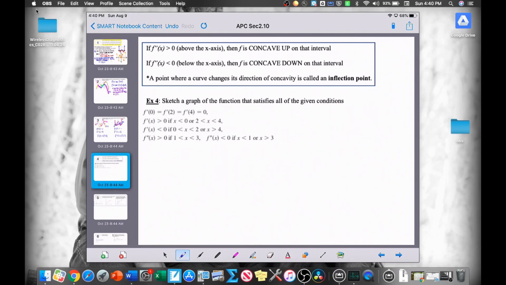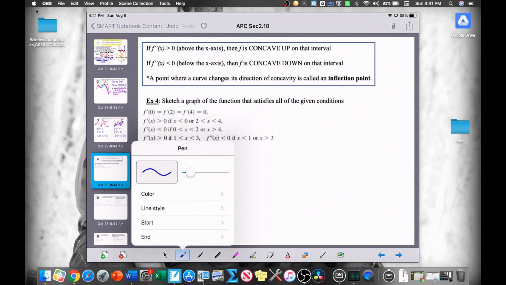So example 4 is kind of interesting. They say sketch a graph of the function that satisfies all of the given conditions. All right, so we have some information about f prime, and we have some information about f prime prime. They are asking us to sketch a graph of f. So I have some advice for you as far as this process is concerned, sort of an order to do this in, if you will.